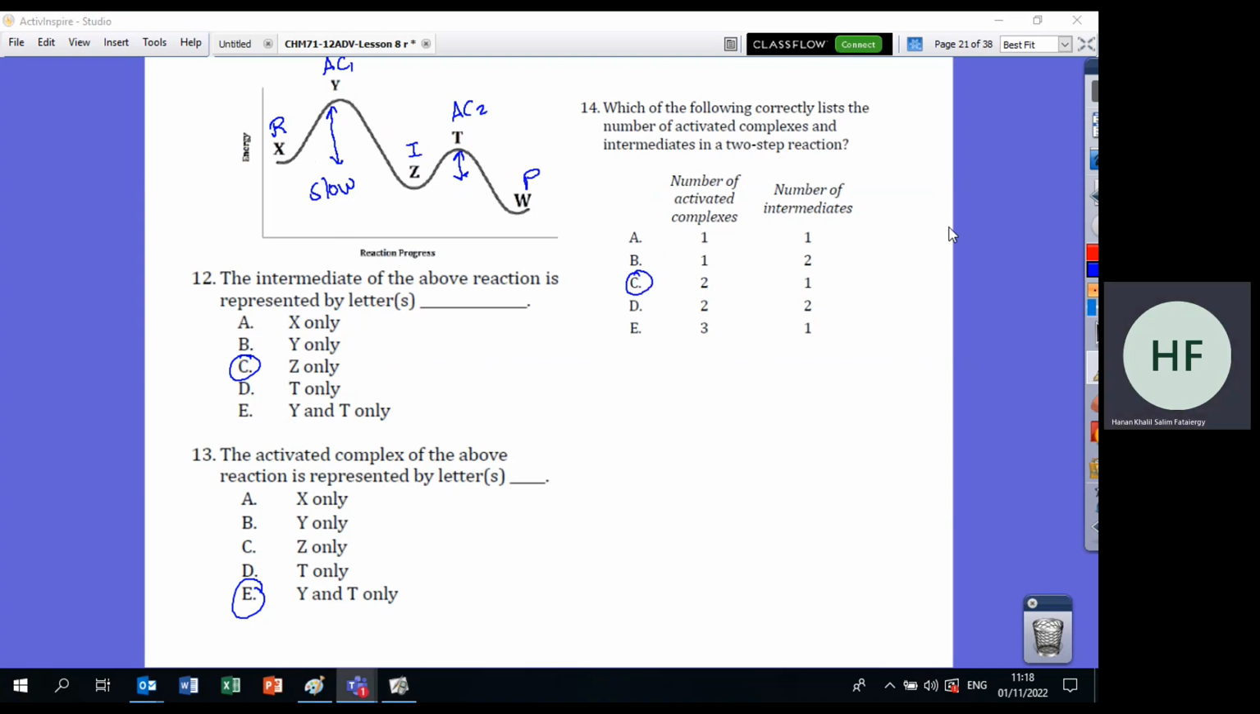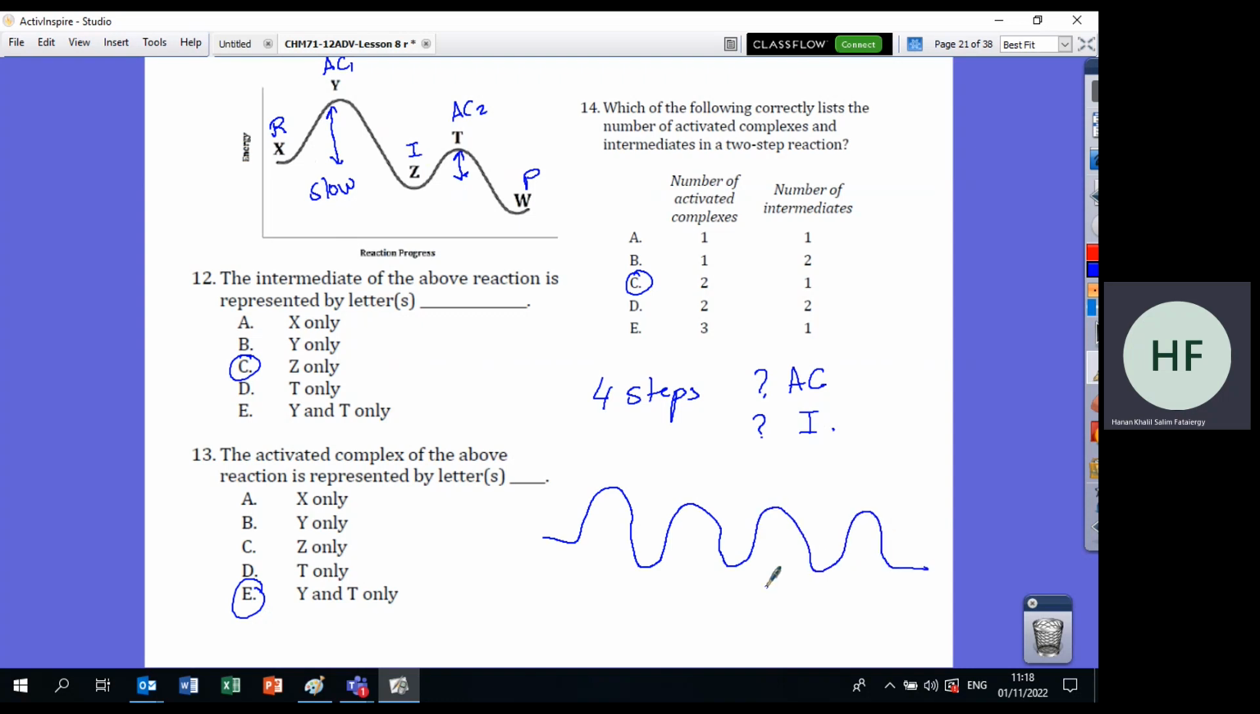So, if you have a question that's saying a reaction takes place in 4 steps, how many activated complexes and how many intermediates will you have? Very easy. Draw 4 mountains. This is 1, this is 2, this is 3, and this is 4. Now these are AC1, AC2, AC3, and AC4, so you will have 4 activated complexes. Now this is intermediate 1, intermediate 2, intermediate 3, so we will have 3 intermediates.